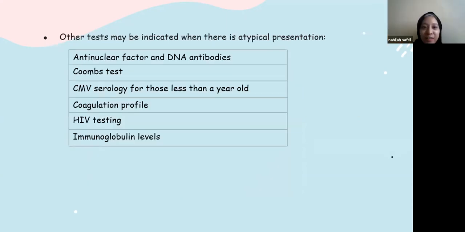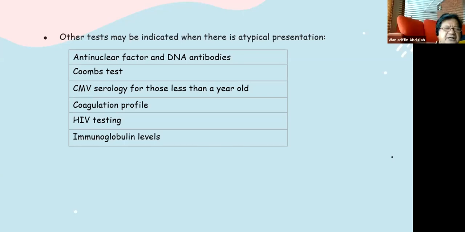And then other tests that may be indicated when there is atypical presentation, such as anti-nuclear factor and DNA antibodies, to exclude autoimmune disorders such as SLE, Coombs test, to exclude Evans syndrome, cytomegalovirus serology for those less than 1 year old, because it can be infected during delivery or through intrauterine transmission. Also, coagulation profile when non-accidental injury is suspected, for example, abuse or inherited bleeding disorder such as hemophilia.